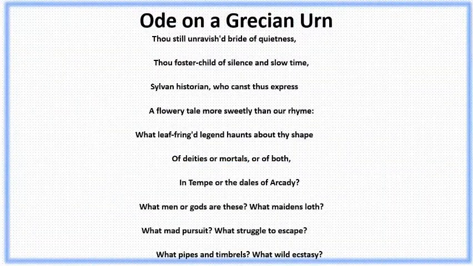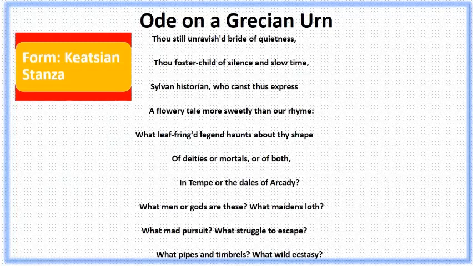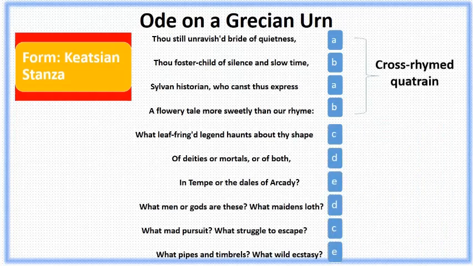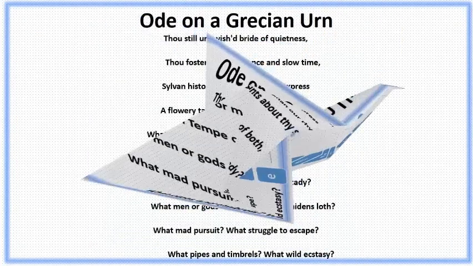In terms of form, Ode on a Grecian Urn is composed in Keatsian stanza. Keatsian stanza refers to a ten-line form invented by Keats himself. It consists of a cross-rhymed quatrain and two tercets. So the rhyme scheme is A B A B C D E C D E. There are altogether five stanzas in this poem. Let's begin.